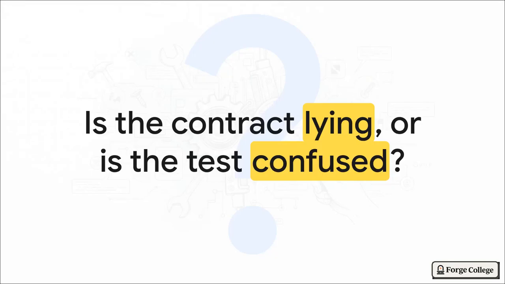Once you've actually got that error right in front of you, you've got to ask the ultimate debugging question. Is the contract lying, or is the test confused? Think about it. You have two totally separate code bases trying to agree with one another. Did your smart contract misbehave and calculate something wrong? Or did the contract do its job perfectly and you simply wrote a flawed expectation in your test? Figuring this out is your primary mission right now.